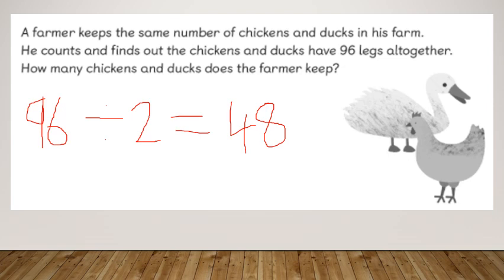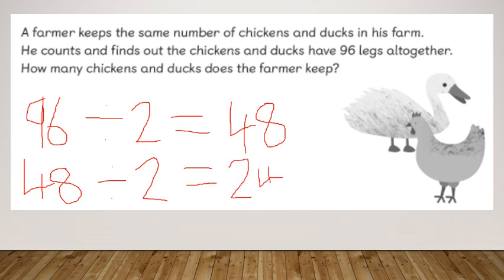So if we've divided that by 2, I don't think that's the answer. That's telling me how many animals there are in total, because they've got 2 legs each. So I think we now need to divide 48 by 2 as well. So I wonder if you can tell me what this answer will be. Have you done your long division? So the answer is 24.